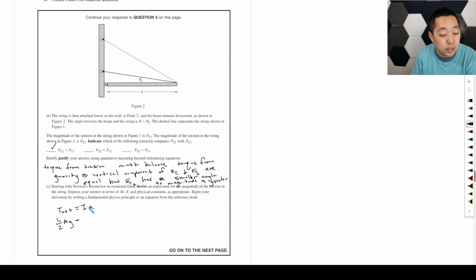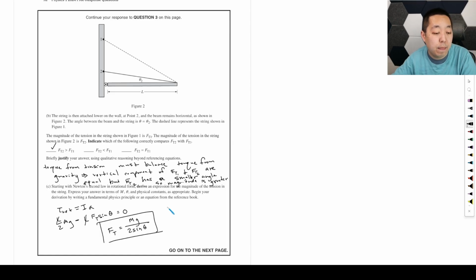So it's going to be minus L times Ft sine theta, and it has to equal 0 because there's no angular acceleration. So then you can move this over, and you'll see the L's cancel. So then Ft is going to be mg over 2 sine theta. Move that over, and then divide by sine theta. Okay, I think that's right.